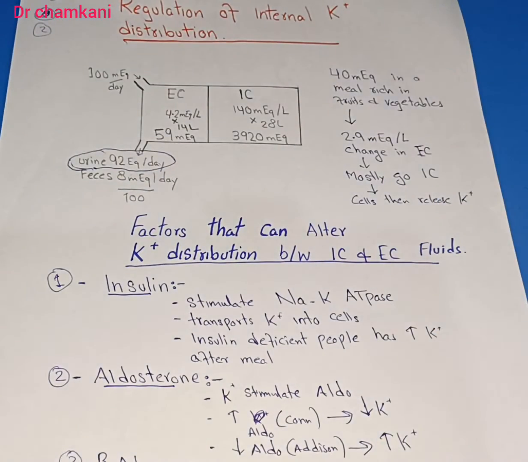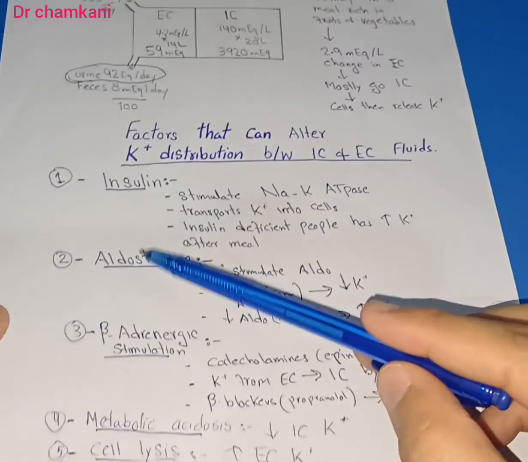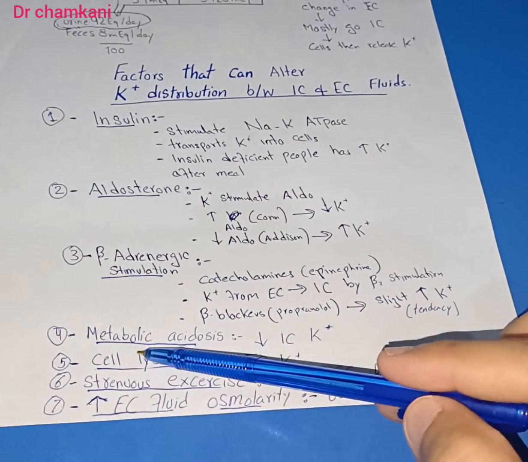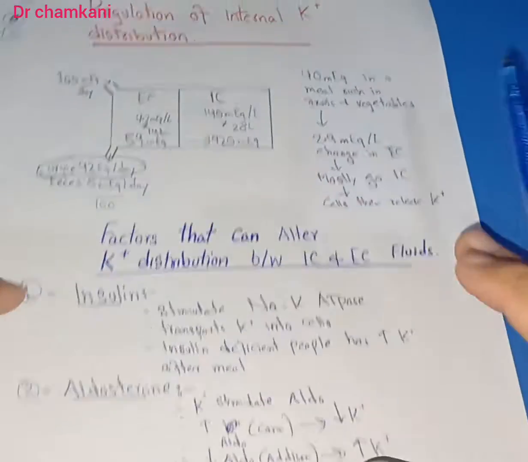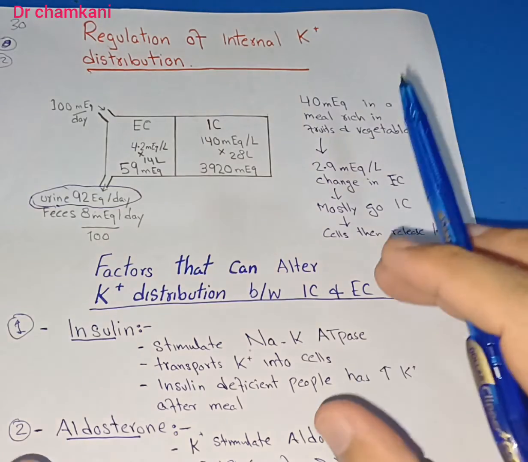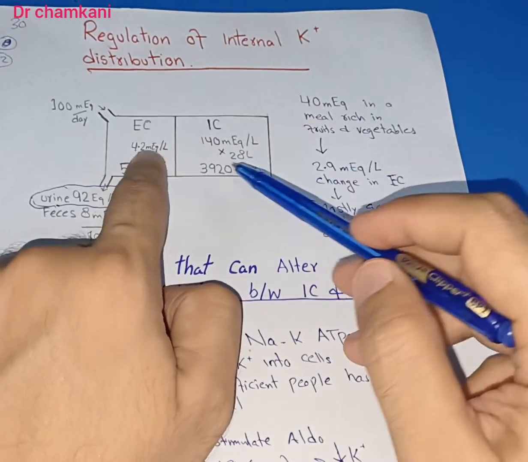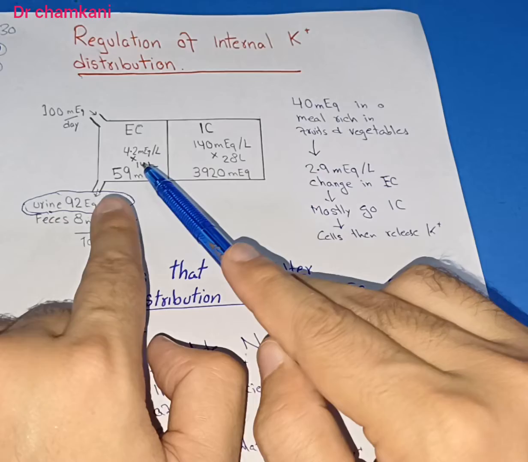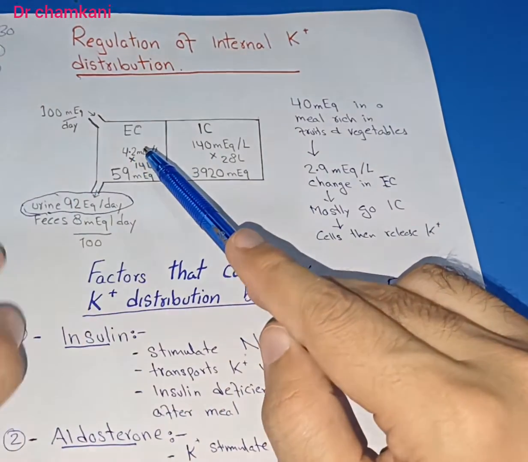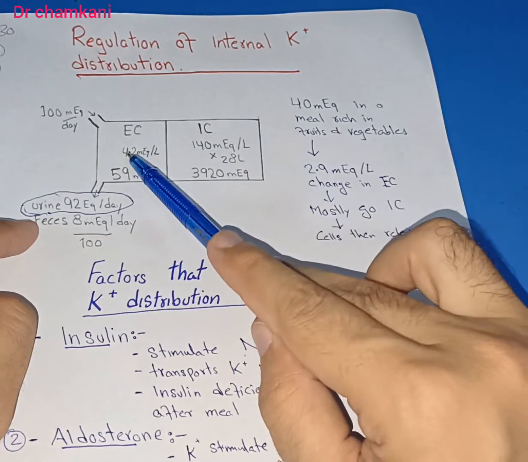Now let's come to the factors that may alter this distribution of potassium. We will quickly go through these factors. The first factor is insulin, the second is aldosterone, third is beta-adrenergic stimulation, then metabolic acidosis, then cell lysis, then exercise, and osmolarity. All these factors can influence the distribution of potassium between the intracellular and extracellular fluid. Normally, when we consume a lot of potassium, this extra potassium goes into the intracellular space and is then slowly released into the extracellular space, because the kidneys at the same time are getting rid of the extra potassium.